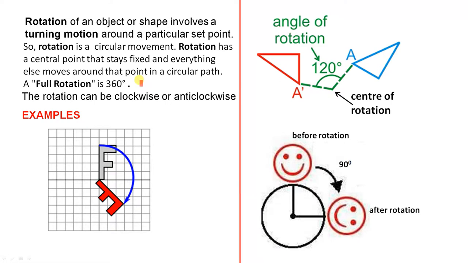A full rotation is 360 degrees. The rotation can be clockwise or anti-clockwise. Let's look at some examples.